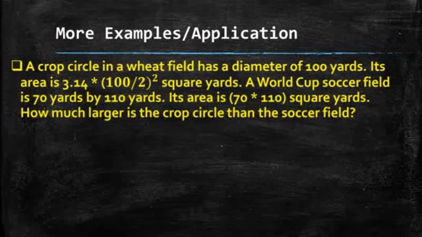We need to find the area of the wheat field first. So 3.14 times (100 divided by 2) squared. I need to do parentheses first. So I'm going to put 3.14. We've got to multiply that by what's 100 divided by 2, which is 50. 50 squared is 2,500.